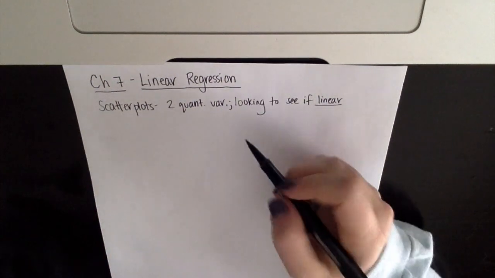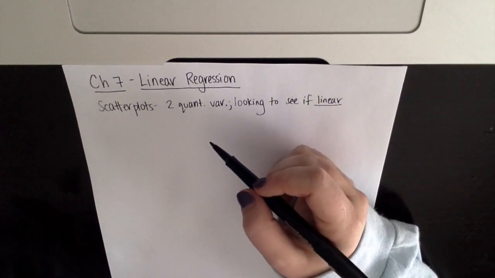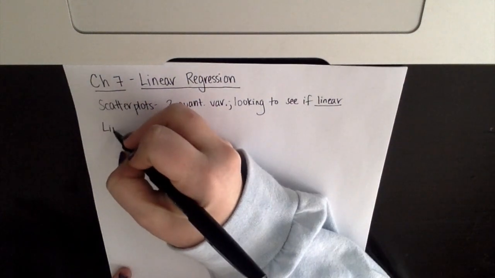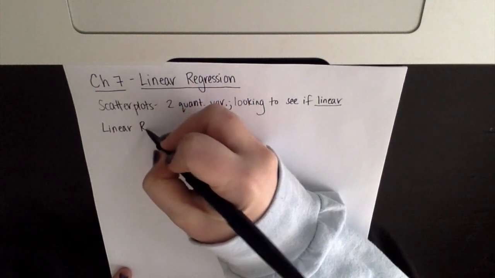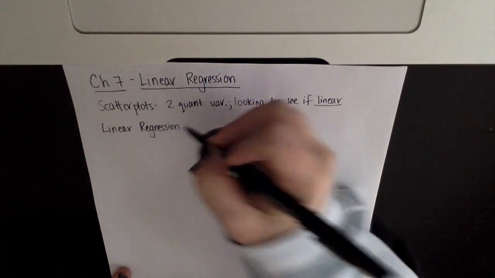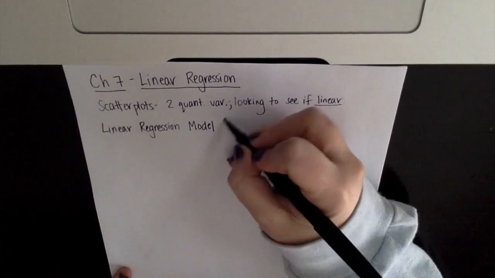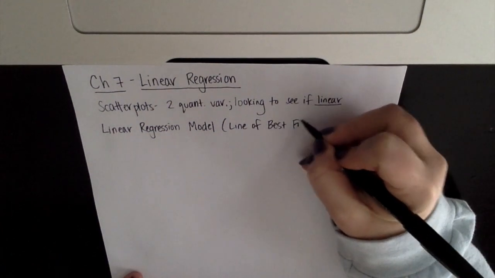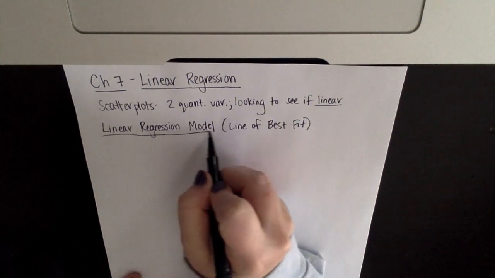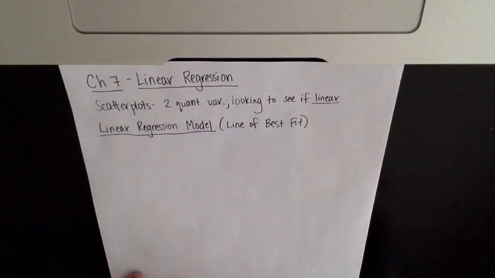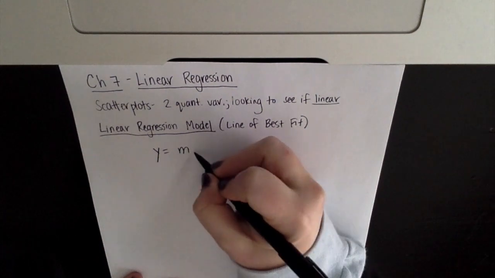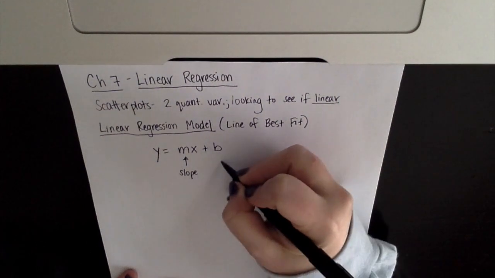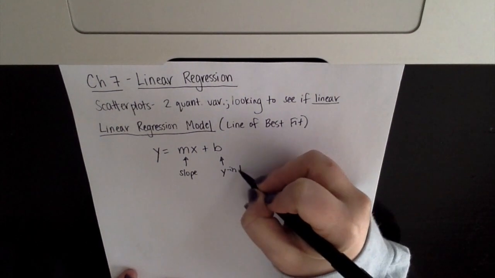So the idea here is that we are going to take the data that we might have seen in chapter 6 and attempt to fit it with a line of best fit. So we call our line of best fit a linear regression model. Okay, so I'm just going to tell you that is the line of best fit. Okay, so a linear regression model, way back in algebra, you knew that as y equals mx plus b, right? Where m is your slope and b is your y-intercept.